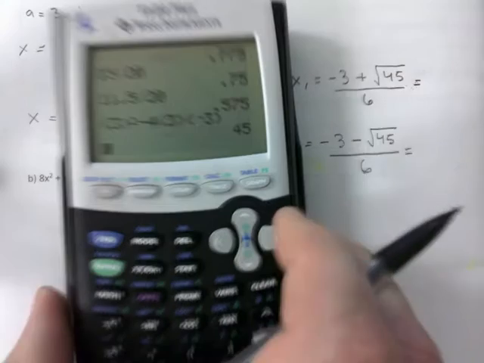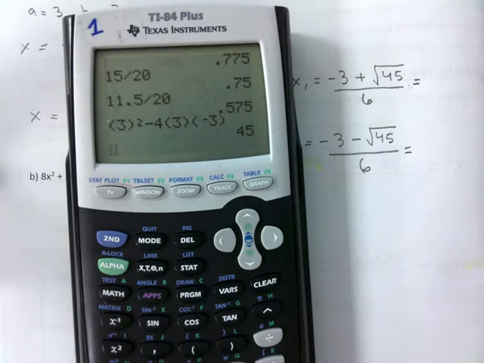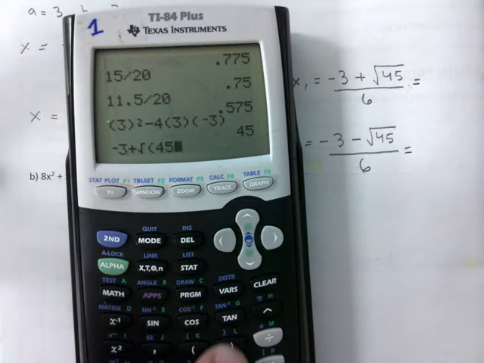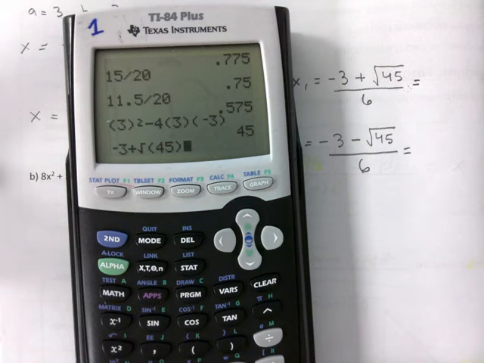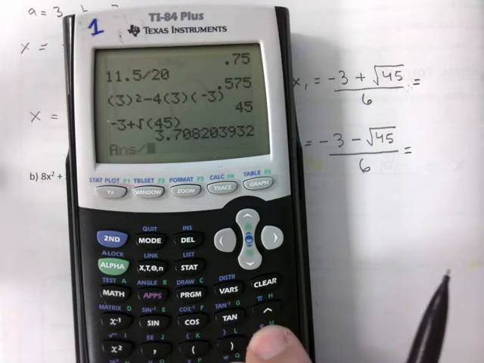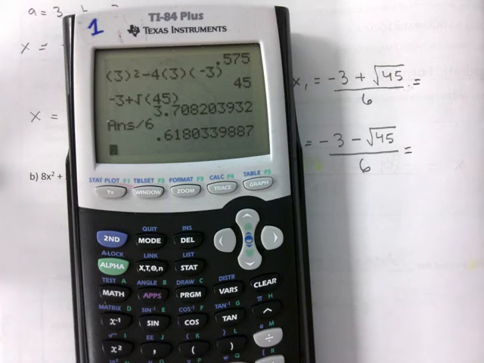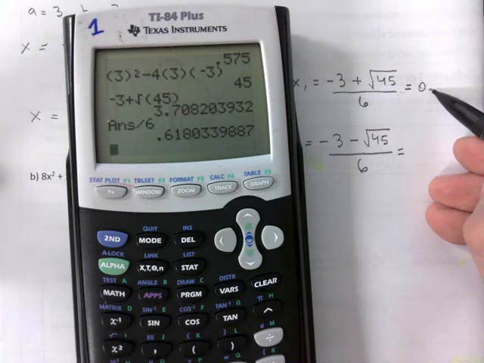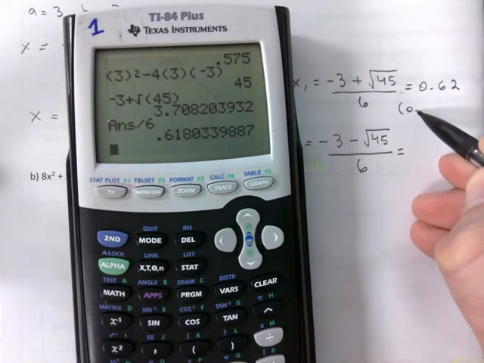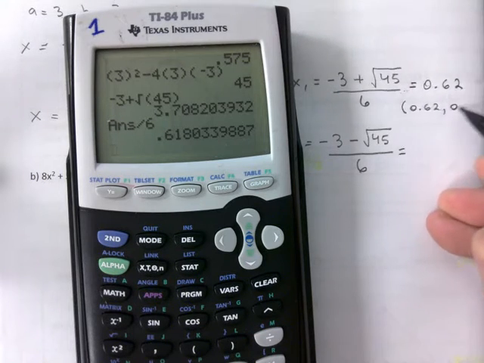And let's figure out what that is. Grab your calculators, because it is about typing this in right. I'm going to go negative 3 plus square root of 45. Hit equals. Do not go divide right now. I'm going to hit equals, and then I'm going to go divide it by 6, which is 0.62. So my one root or x-intercept is that.